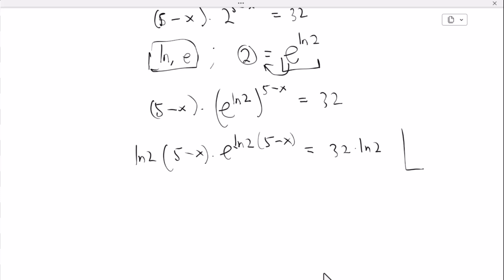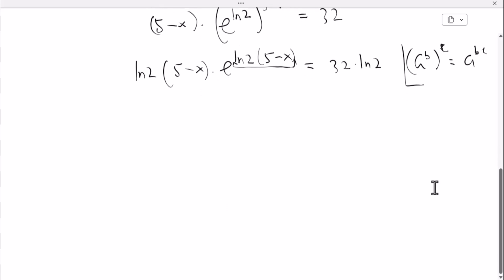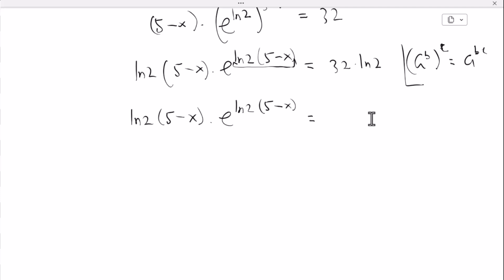Now another identity we used over here is that when you have a raised to the power b raised to the power c, you can have this as a raised to the power bc. Now let's continue. Now we're going to have natural log of 2 multiplying 5 minus x multiplying e to the power natural log of 2 multiplying the expression 5 minus x to be equal to 32 natural log of 2.